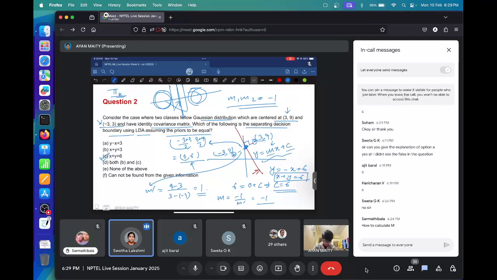In LDA, the decision boundary will always be perpendicular to the line joining the means, but not always if the covariance matrices are not equal. For identity covariance matrices, the decision boundary would be perpendicular to the line segment joining the two centroids, but not always the perpendicular bisector. Okay.